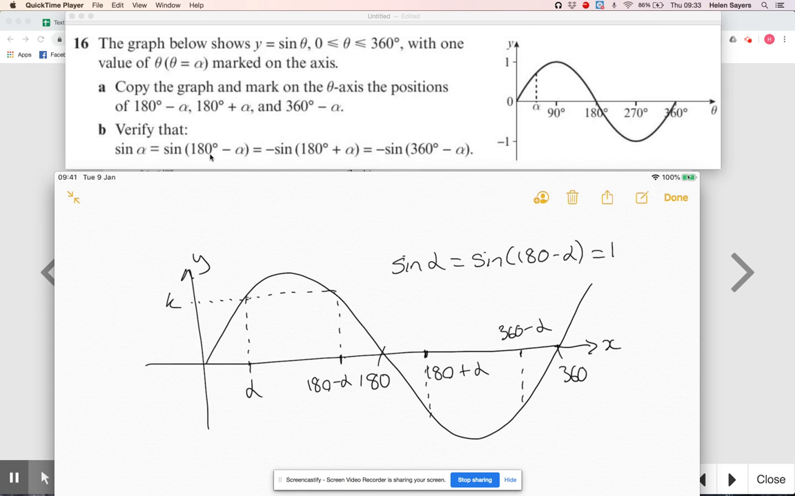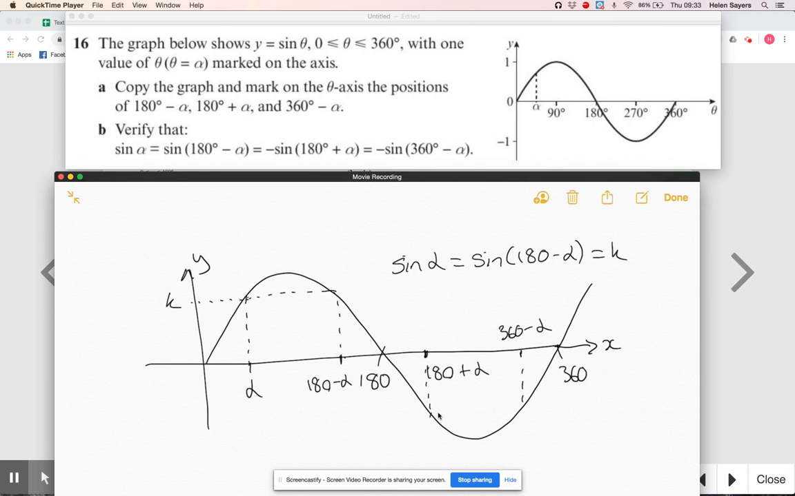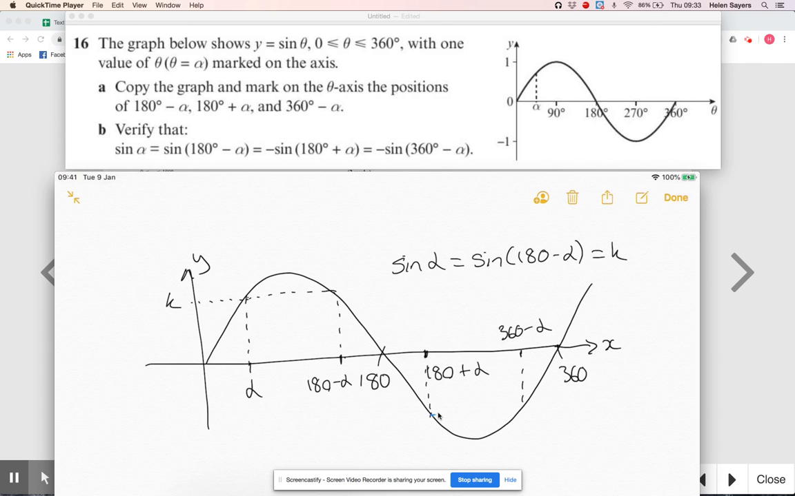So let's call that k. Okay, and then we also want to show that they equal the same as the negative value of sine of 180 plus alpha and sine of 360 minus alpha. So the other 2 points. So clearly we can see that they don't give you the same value, because these are both going to give us negative values for sine, but they do give us the same as each other.